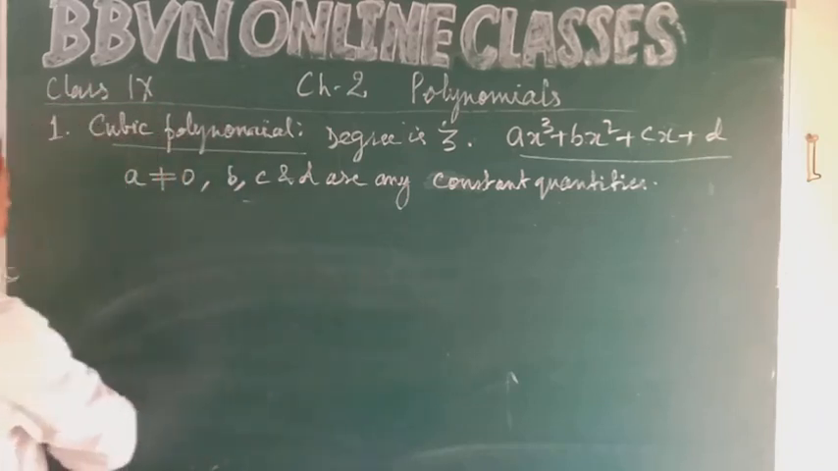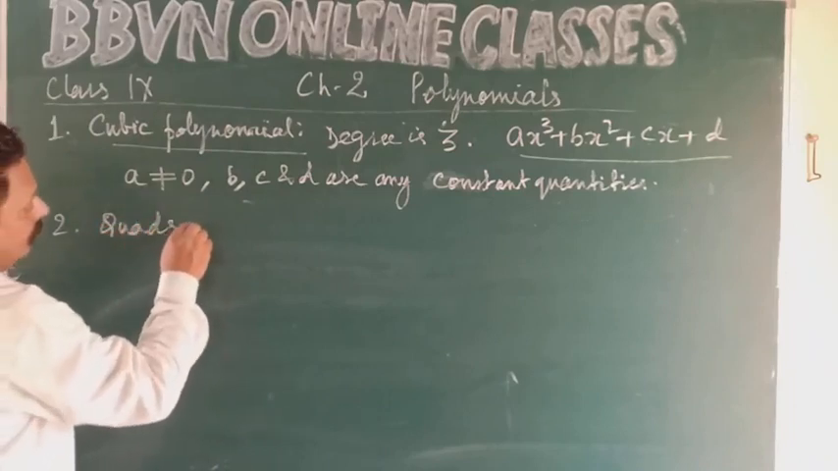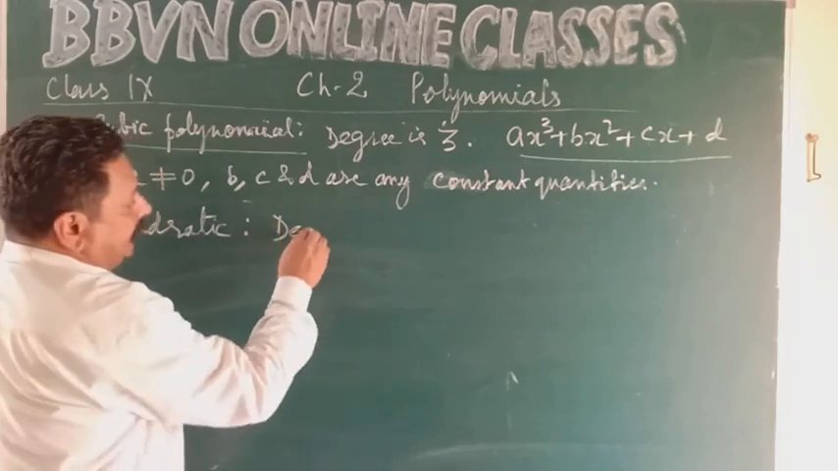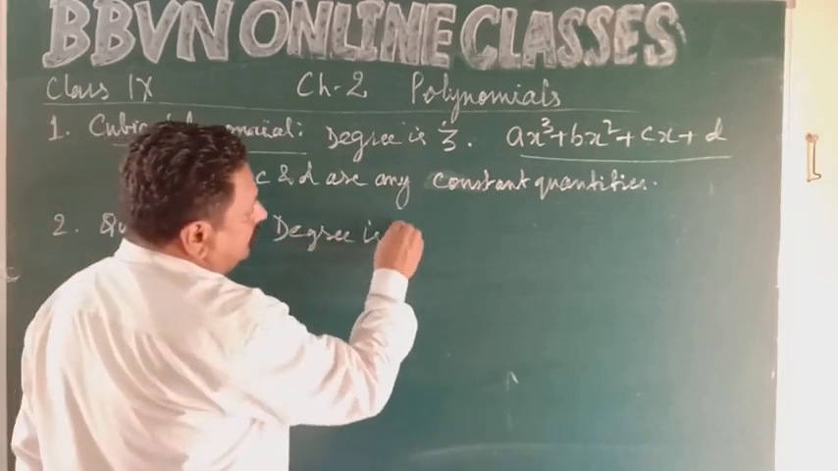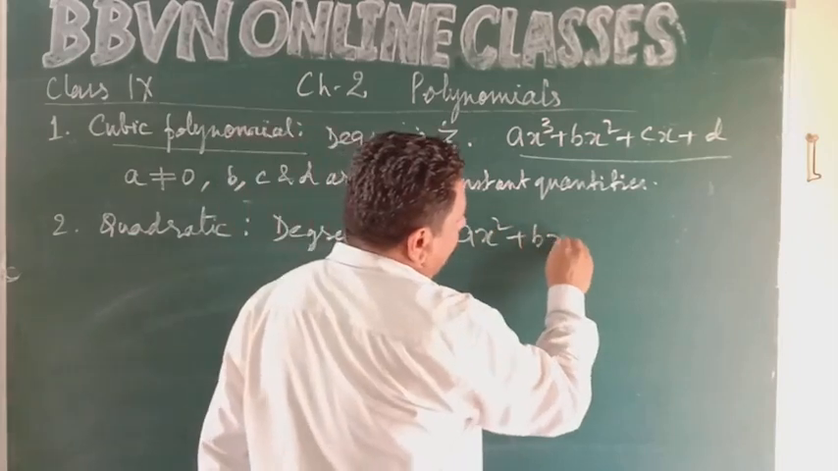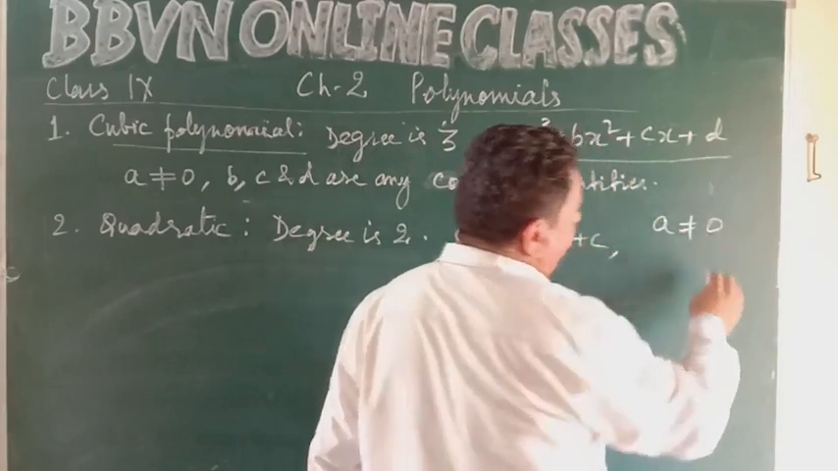Next, quadratic polynomial. Its degree is 2. What is the general form? Ax square plus bx plus c. The condition is a should not be equal to 0.